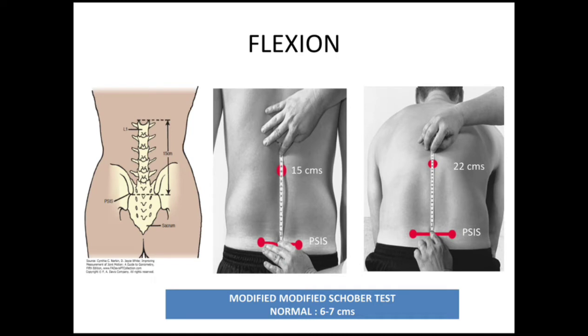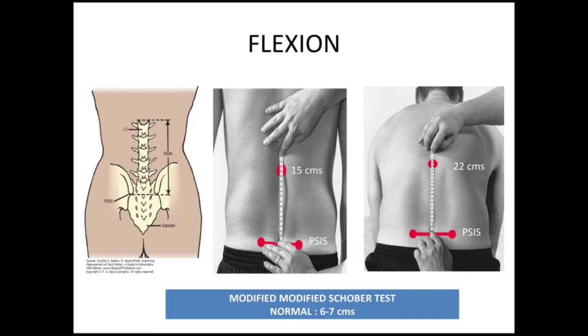So first we'll discuss how to measure the flexion. There is a method which is known as the modified Schober test, and it can be measured with the help of a measuring tape. So in this method, first we have to put a mark over the PSIS, as you can see in the first picture. You have to put the first mark over the PSIS, that is over the dimples of Venus on the patient. Now the second mark is placed 15 centimeters above the first mark.